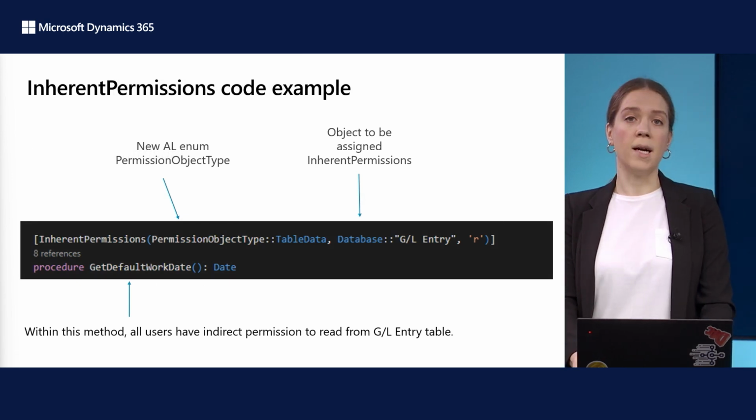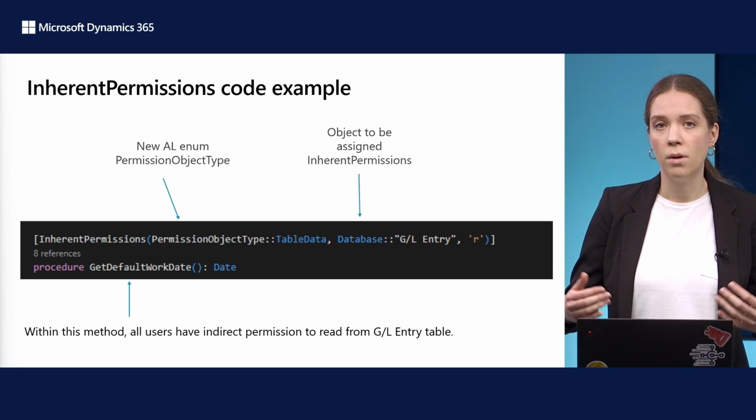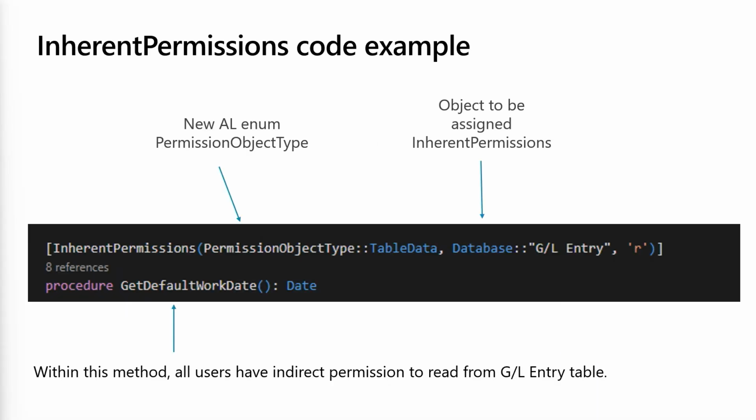Now that we know the syntax, let's move on to the actual code sample. This is an example which is a great illustration of how inherent permissions are useful for increasing the stability of the critical code paths and limiting the scope of the granted permission. The implementation comes from Logging Management Code Unit.